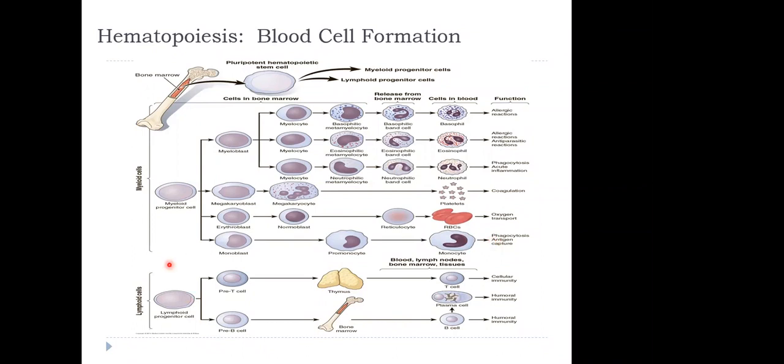The other line of cells, the other lineage, if you will, is the lymphoid group. The final mature cell types are the T cell, the B cell, and the plasma cell. These cells are involved in cellular and humoral immunity. They are part of the adaptive immune system.